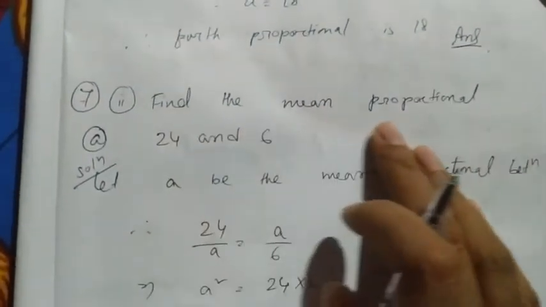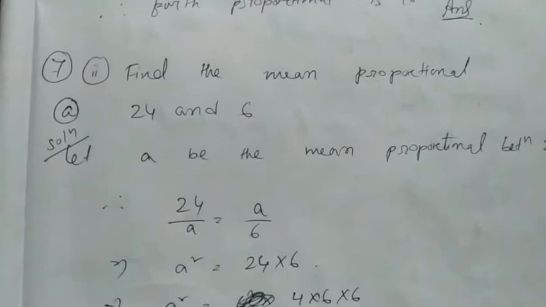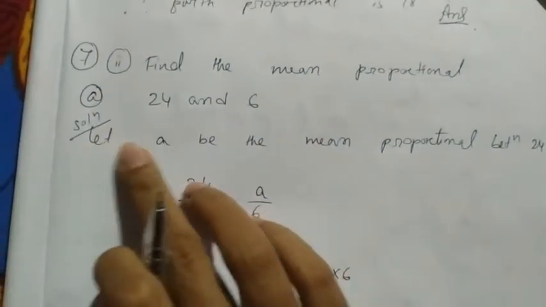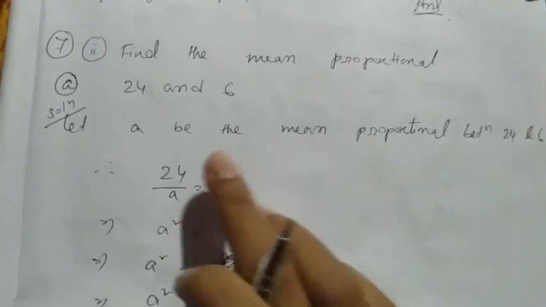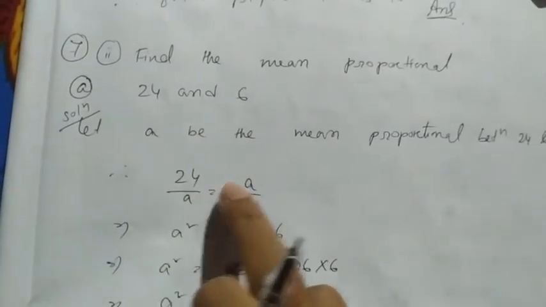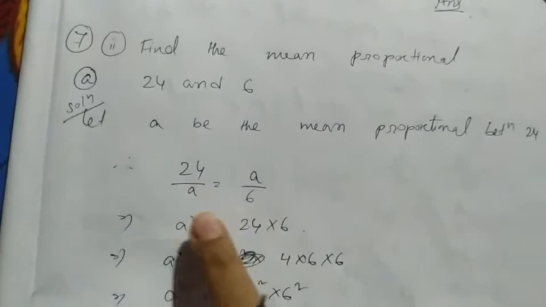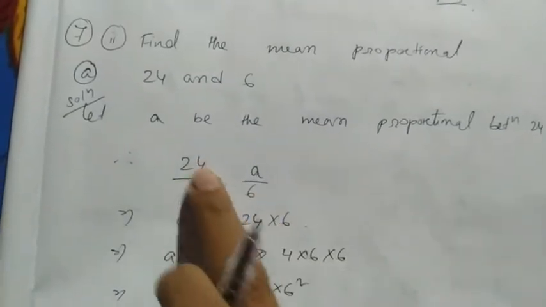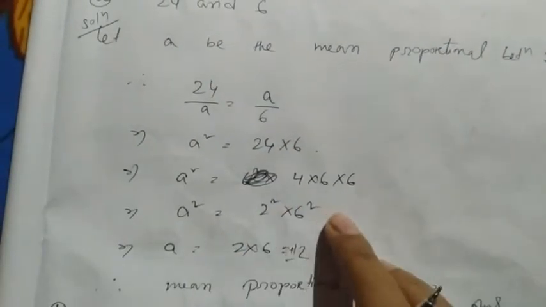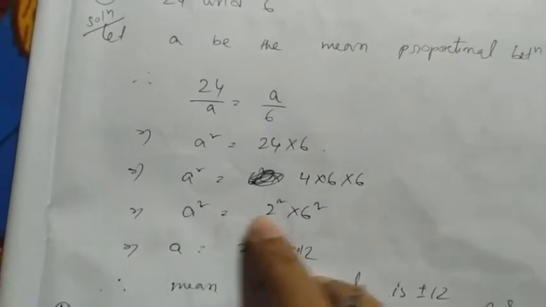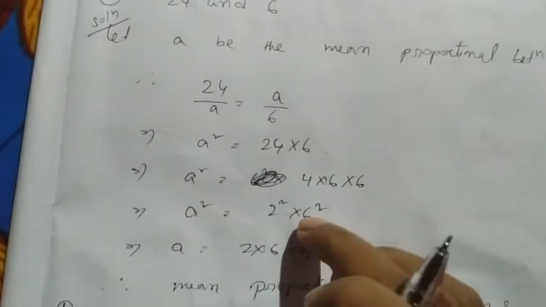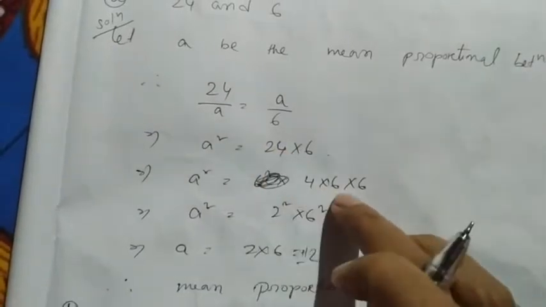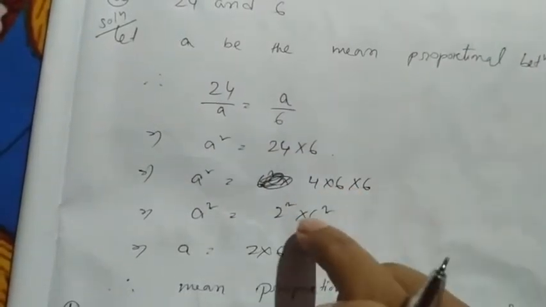7.2. Find the mean proportional. So mean proportional means let A be the mean proportion between 24 and 6. Then 24 by A equals A by 6. This is the condition. Now A square equals 6 into 24. So 6 into 24 is 2 square into 6 square, because 24 is 4 into 6, 4 is 2 square, and 6 into 6 means 6 square.